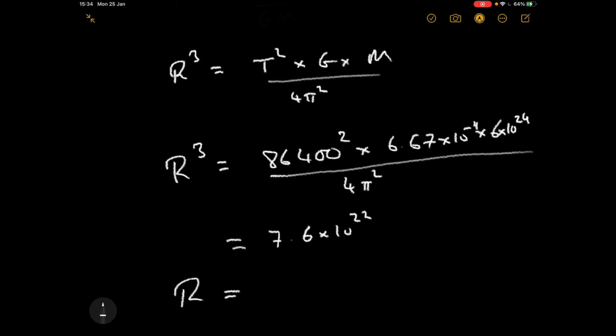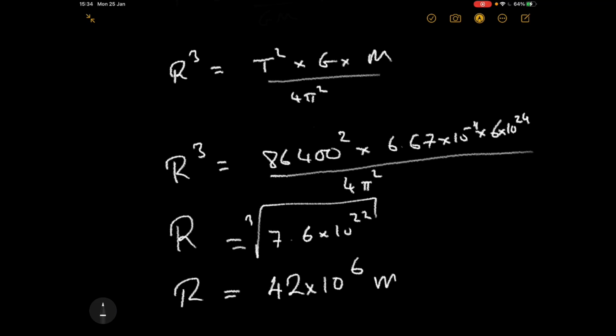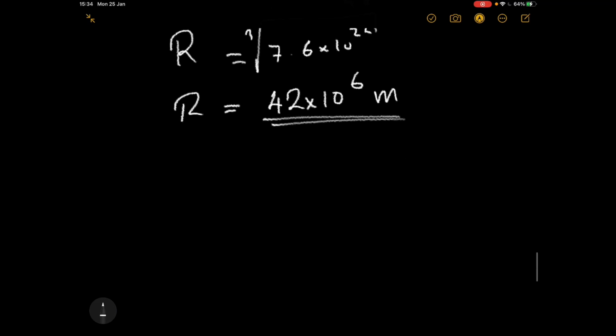So r is going to be the cube root of that. So we take the cube root and we get 42 times 10 to the 6 meters. Now that's a fairly sizable distance.